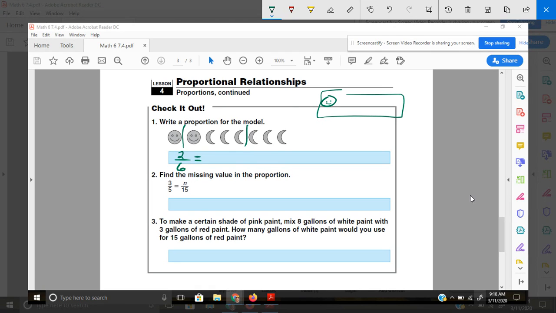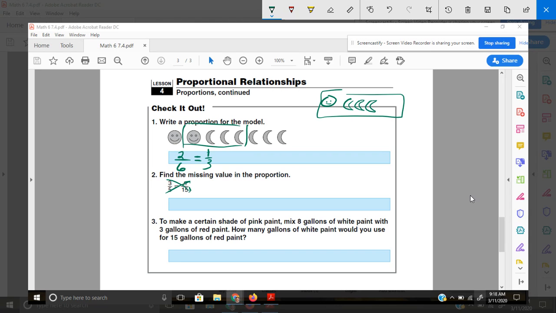and 3 moons, and I would have 2 groups of those. So 1 smiley and 3 moons, and 1 smiley and 3 moons. So 1 smiley face to every 3 moons. And that makes sense. If I were to cross multiply, 2 times 3 is 6, and 6 times 1 is 6. So that works.